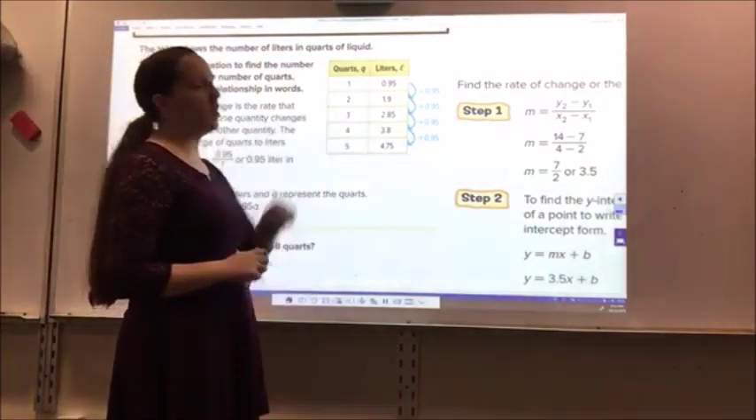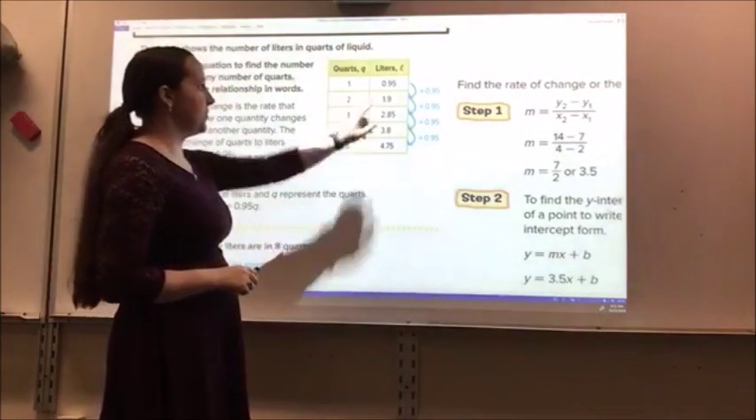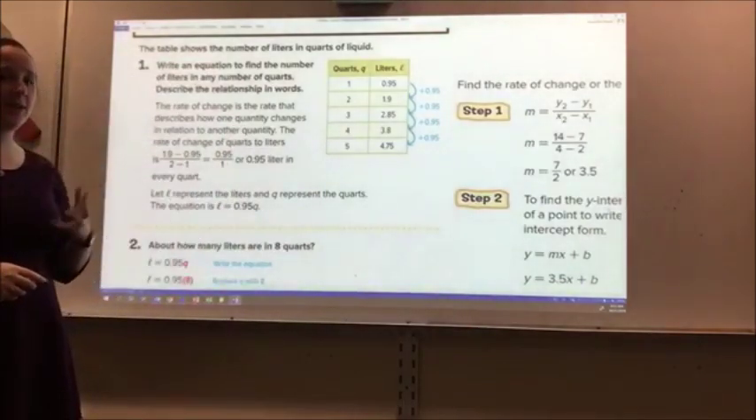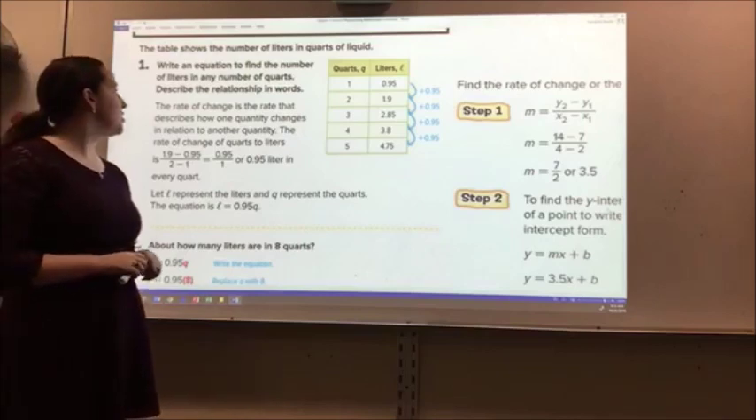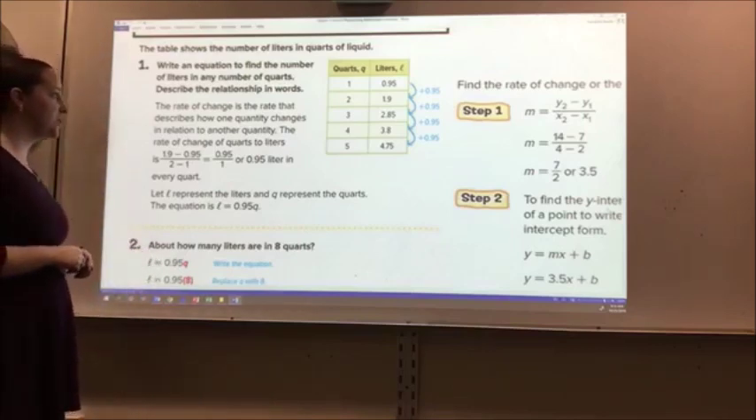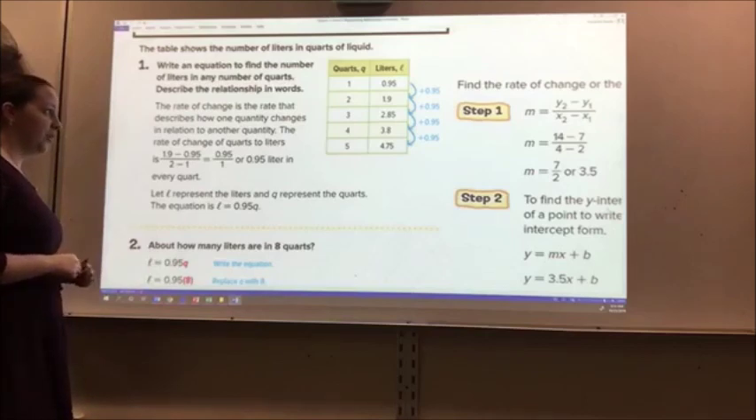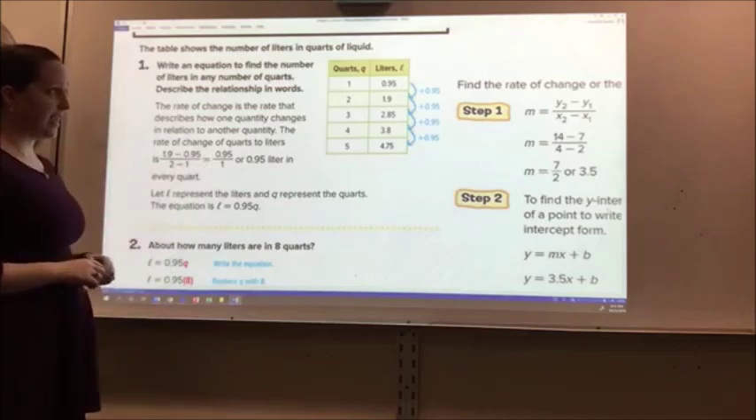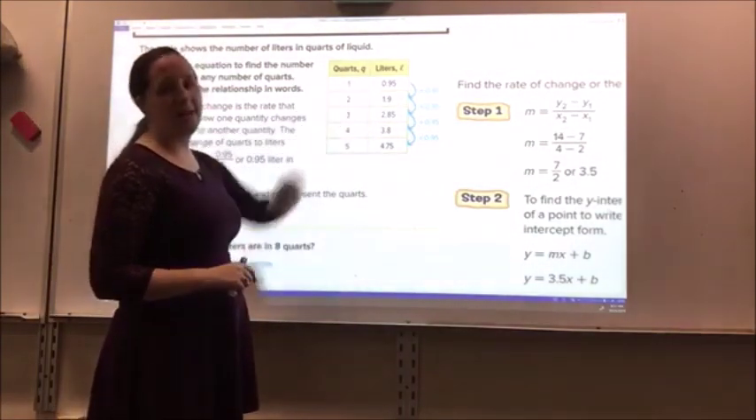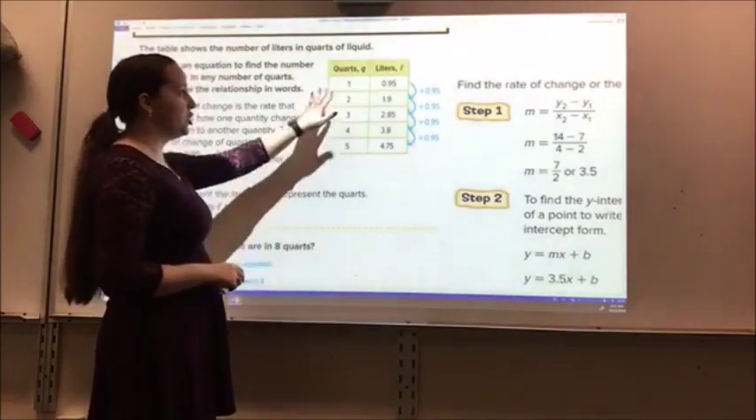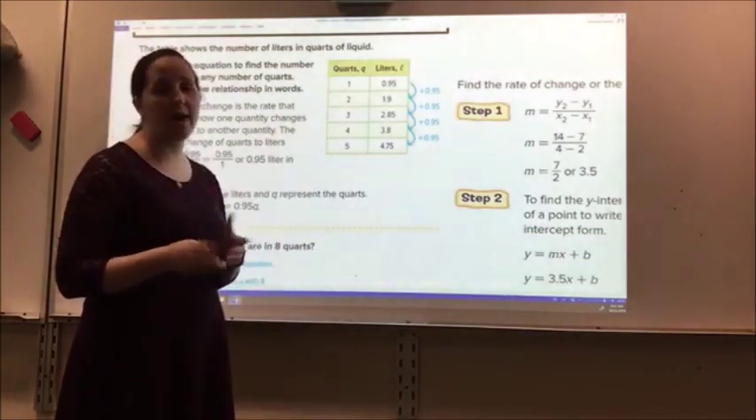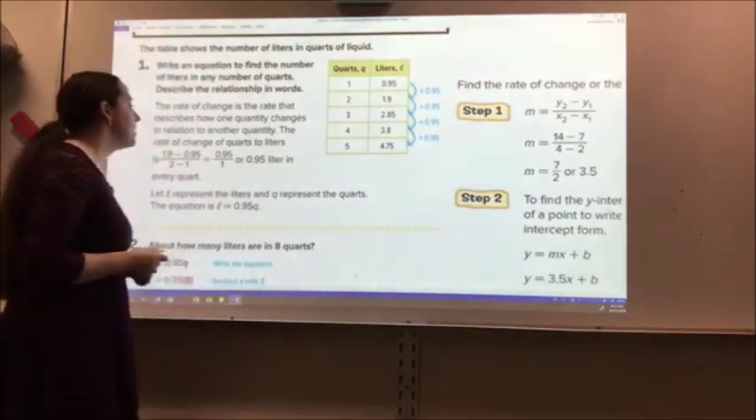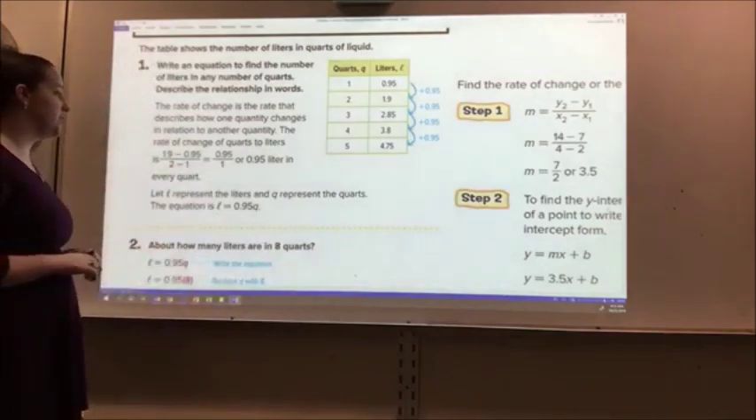1 quart represents 0.95 liters. 2 quarts represents 1.9 liters. Notice that every time, the constant rate of change is 0.95. So the rate of change is the rate that describes how one quantity changes in relation to another quantity. The rate of change of quarts to liters is 0.95 over 1. They got this by taking 1.9 minus 0.95 divided by 2 minus 1. Okay, so they took two y values, subtracted them, two x values, and subtracted them, and then divided. Okay. So there are 0.95 liters in every quart.